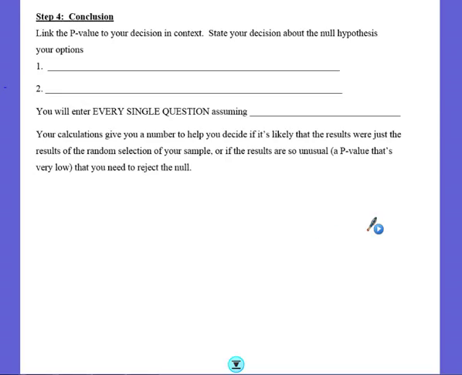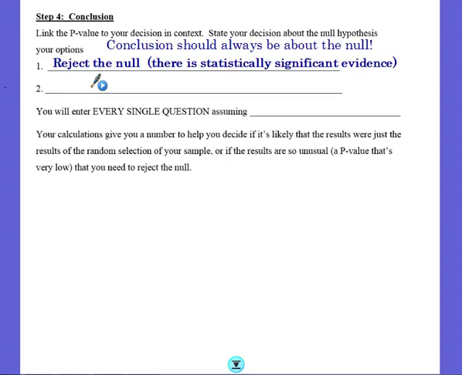Okay, so the last step, step 4, the big one, is state your conclusion. Stating your conclusion is when you link the p-value to the decision in context, and then you state your decision about the null hypothesis. So your conclusion should always, always, always be about the null. You have two types of conclusions that you can make. You can either reject the null, and when you reject the null, what you're saying is that there is statistically significant evidence.